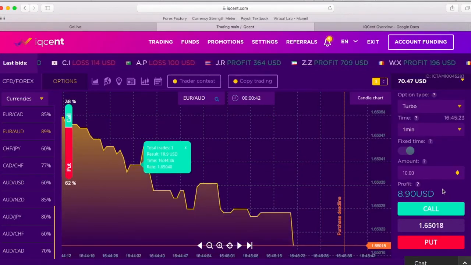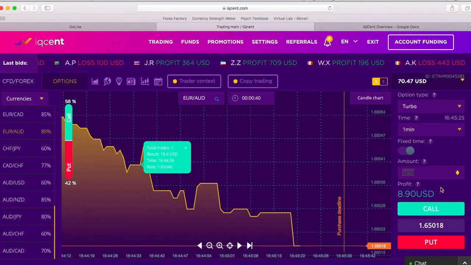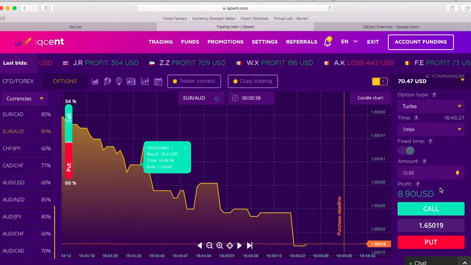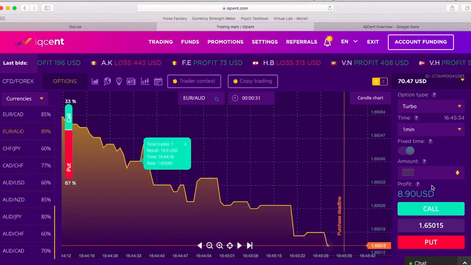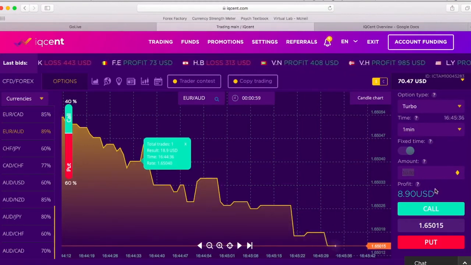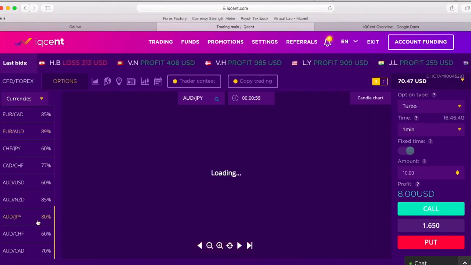But again, you would place it with proper risk management. That was just because I had to refresh the page and then it automatically set at 10. But always remember to set the amount at a proper risk price. So that was a put example. Now I'm going to show you a call example.